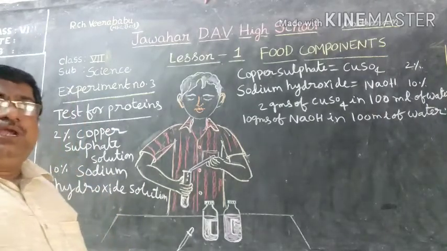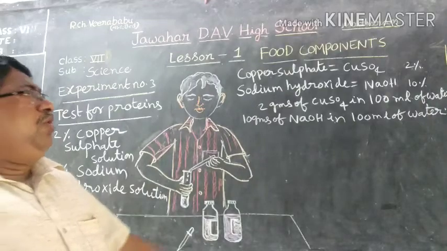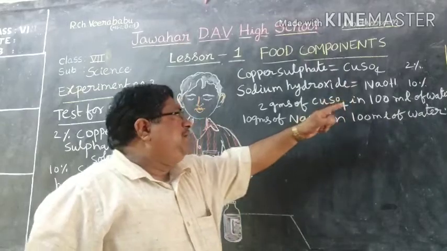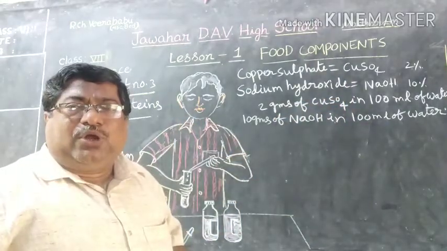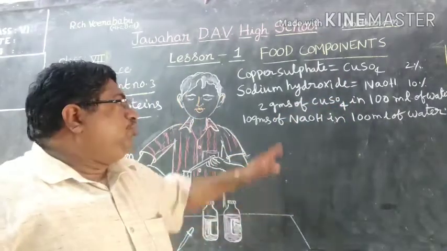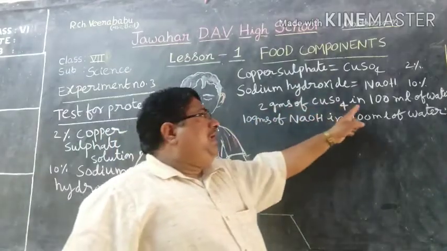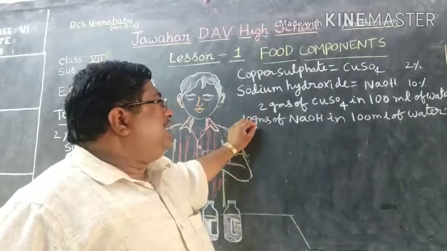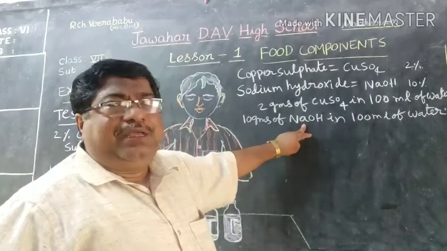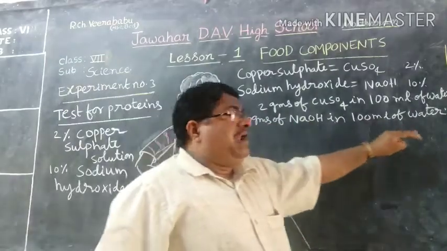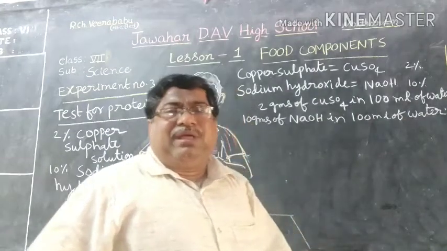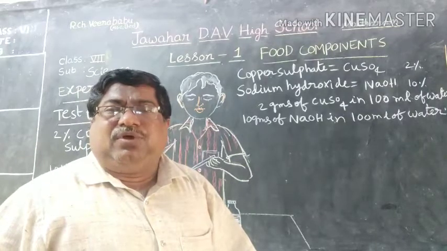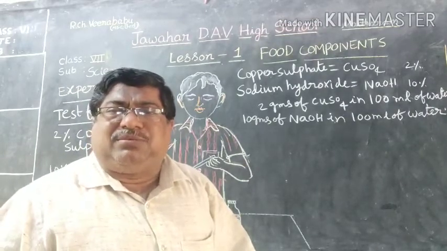of sodium hydroxide solution. So how can we prepare 2% of copper sulfate solution, 2 out of 100. So 2 grams of copper sulfate in 100 ml of water we have to dissolve. Similarly, 10 grams of sodium hydroxide is dissolved in 100 ml of water. Like that, we can prepare these two solutions. First, you prepare these two solutions.